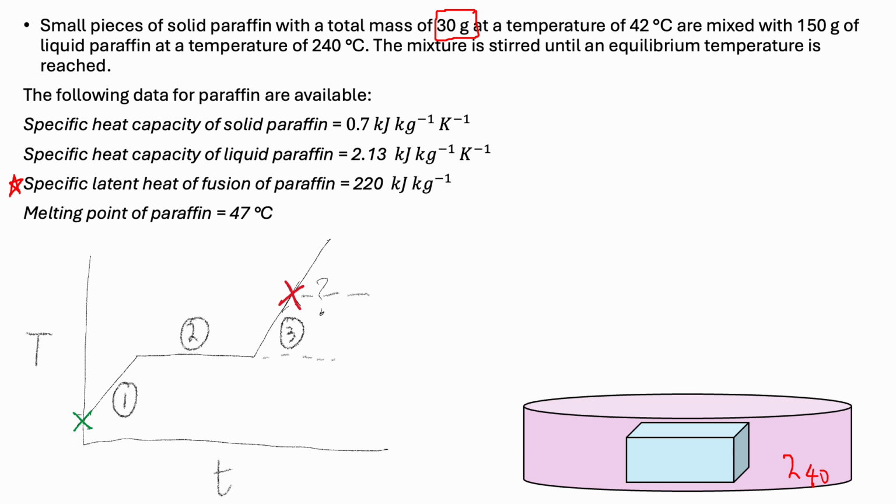And so you can kind of estimate roughly where it should be. So it's got to be a number somewhere between 47 and 240. And there's a lot more mass of liquid paraffin, so I'm betting it's somewhere around about 200 degrees. So let's have a look and see how we get on.